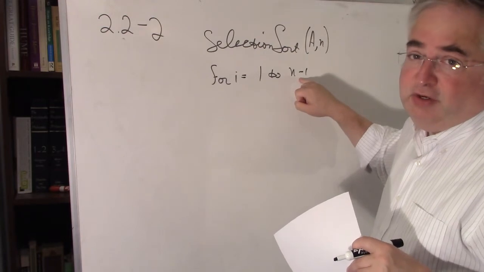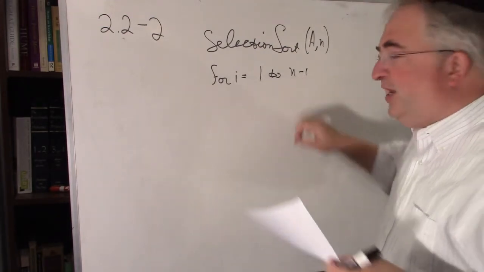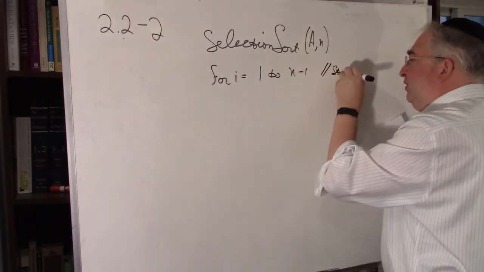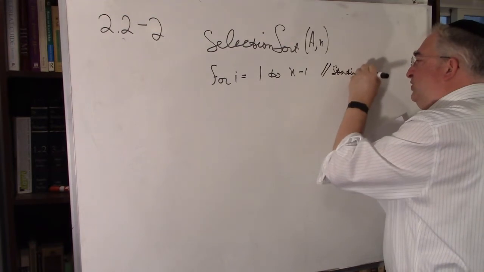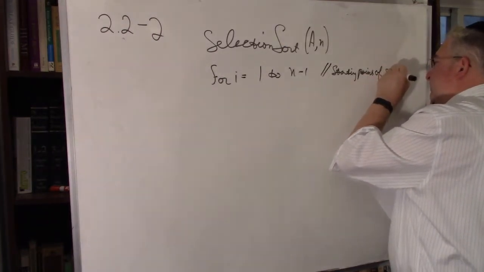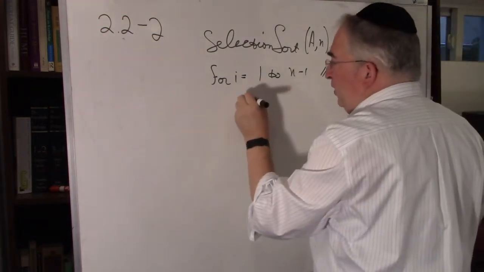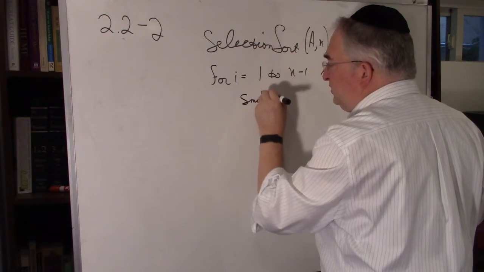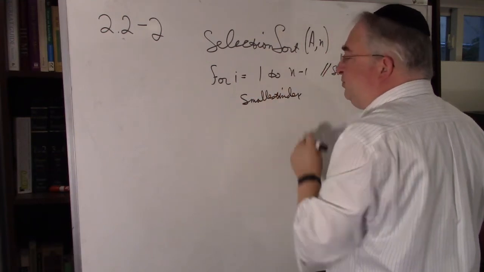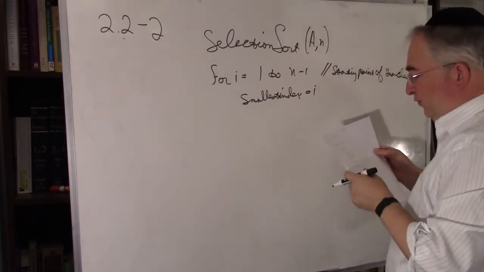You don't need to sort the last element because you know it's the last one. So I'm going to write that as a comment: starting point of searches. Now, for each one, you write smallest index. You're looking for the smallest guy, and he starts off as the first one you're searching for.